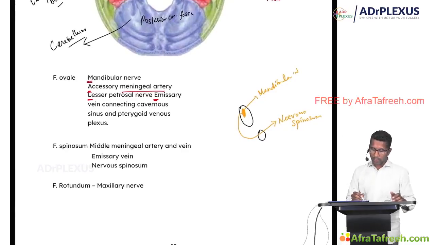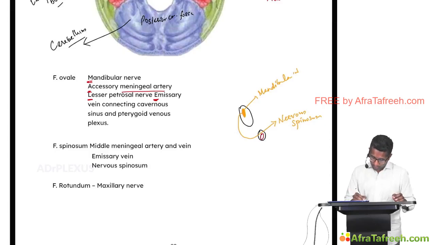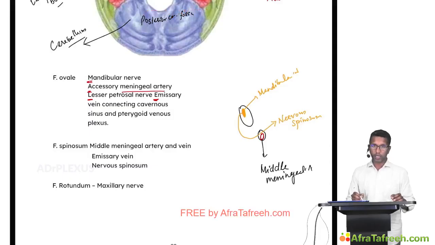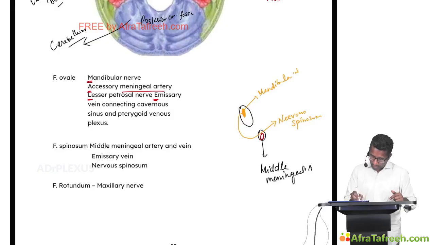The main content of the foramen spinosum is this artery. This artery you all know, it is called the middle meningeal artery. Before it enters the foramen spinosum, it gives a branch, and this branch enters into the foramen ovale.